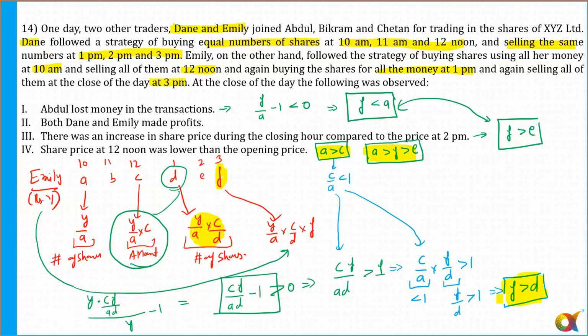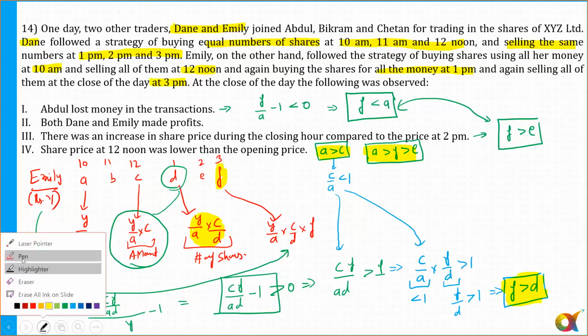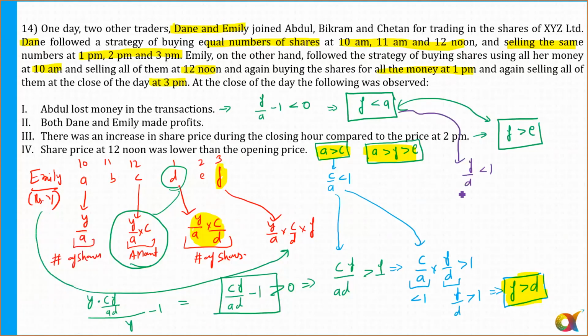All right. Now, one more thing. Let me select a pen tool. All right, guys. Now, this equation, from here, F by A is less than 1. And from here, I can say this equation is equal to F by A. That means C by D into F by A is greater than 1.